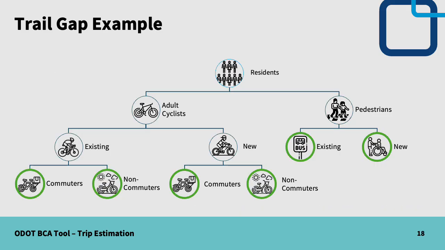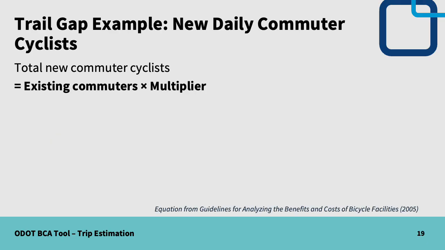Now that we have quantified existing adult cyclists in the impact area, the next few slides will cover trip estimation for new cyclists. Using the identified numbers of existing commuters, we can estimate the number of new commuter cyclists using a formula from the Guidelines for Analyzing the Benefits and Costs of Bicycle Facilities.